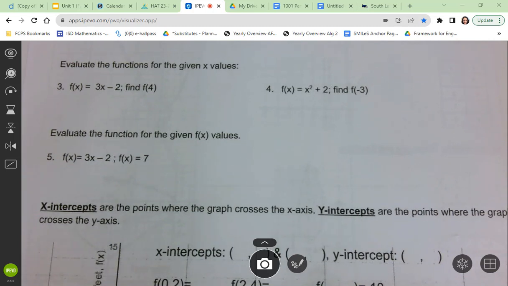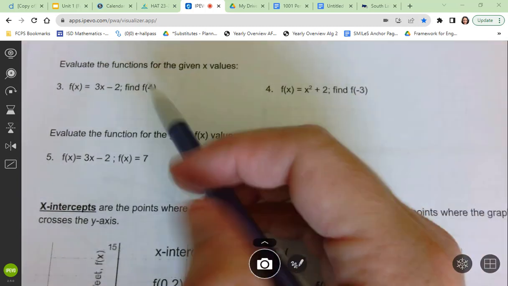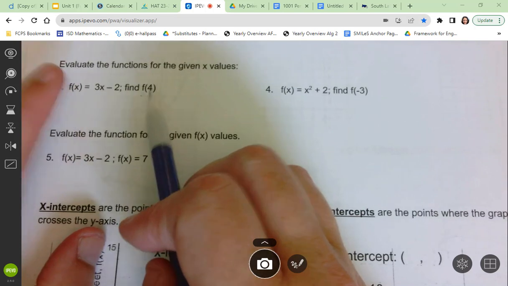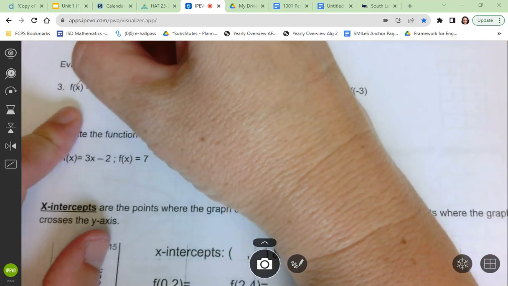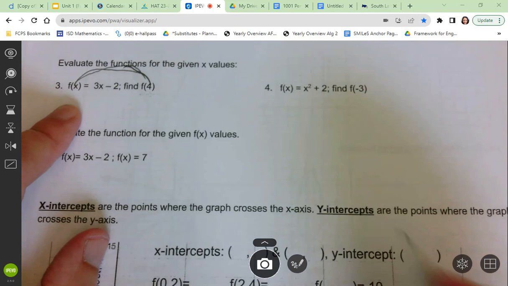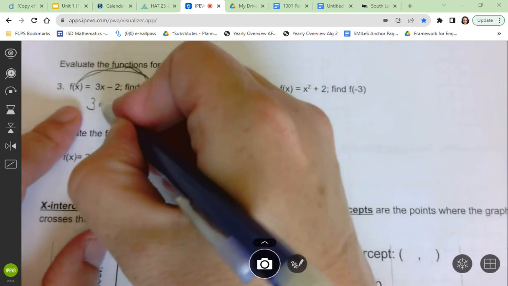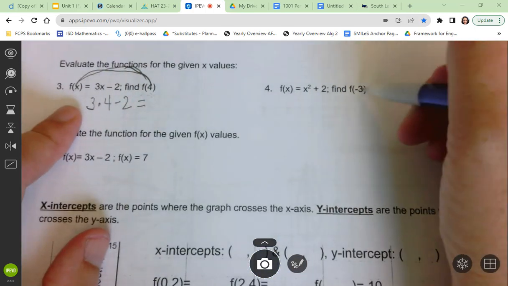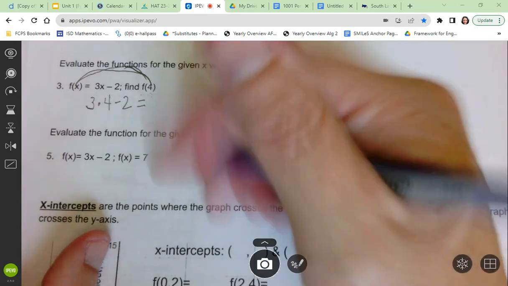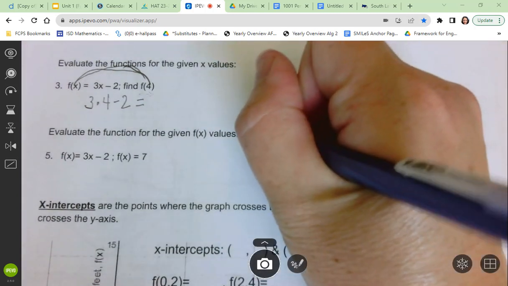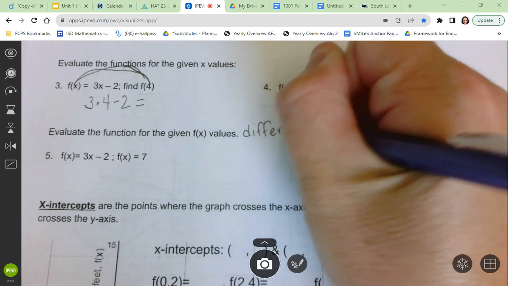All right, so evaluate the function for the given x values. So when you see this, f of 4, notice that the 4 is where the x is. You see that? The 4 is the x. I'm going to connect them to show you. The 4 is the x. So all I do is replace the x with 4. 3 times 4 minus 2, and I'm going to find the answer. And then I'm going to have you do the same thing for number 4. Number 5 is going to be done differently. You can work ahead if you have an idea, but I do warn you it's different. So work on 3 and 4, and feel free to think ahead about 5.